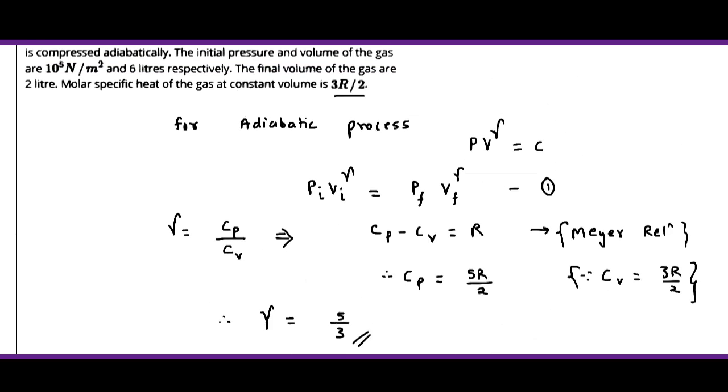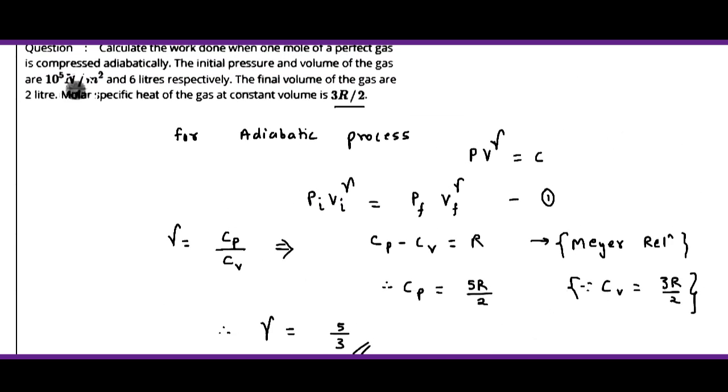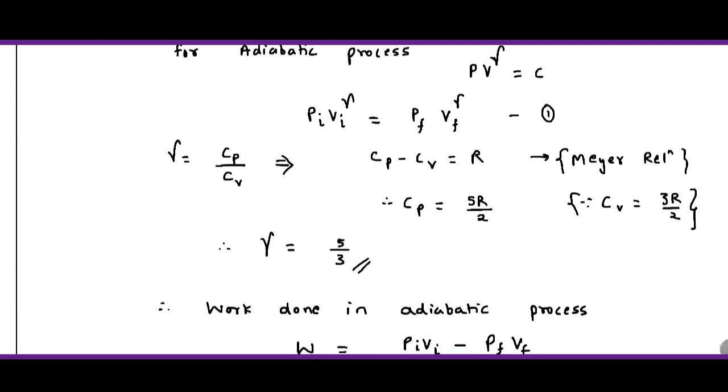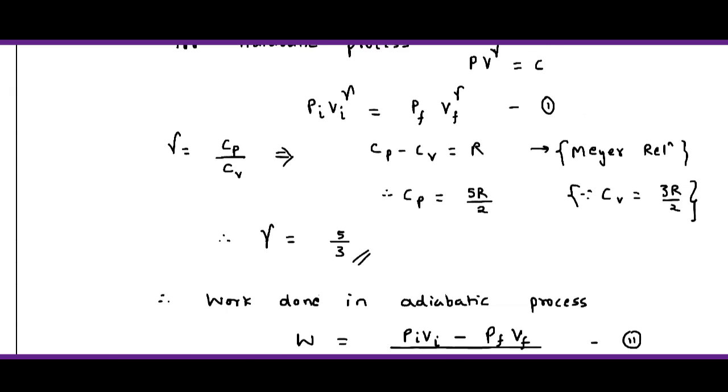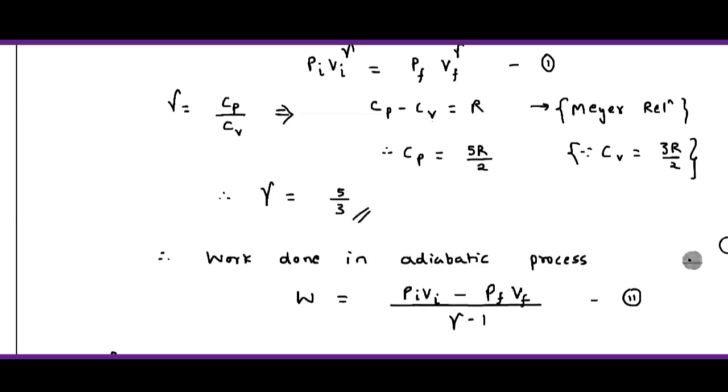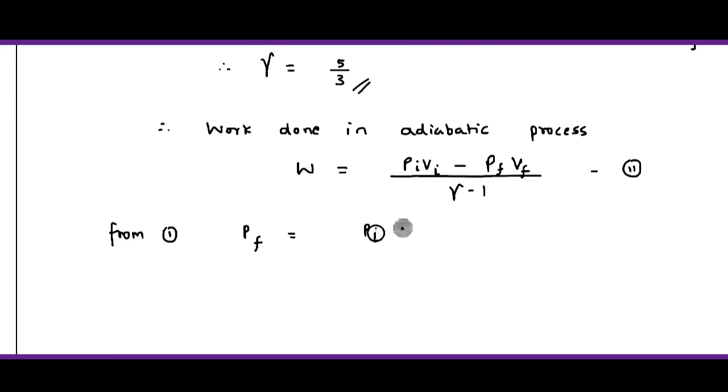If you substitute all the respective values that have been given, we have Pi, Vi, and the final volume, but we don't have the final pressure. So from equation 1 we can first calculate the final pressure, then substitute it in this expression. Let's say this is our equation number 2. From 1 we can write the final pressure Pf as Pi into Vi by Vf raised to gamma.